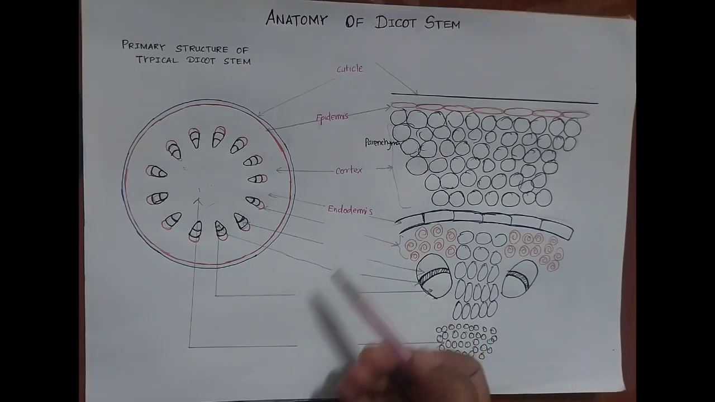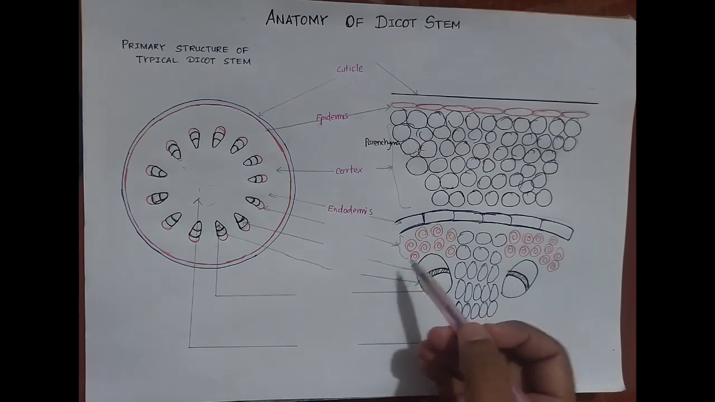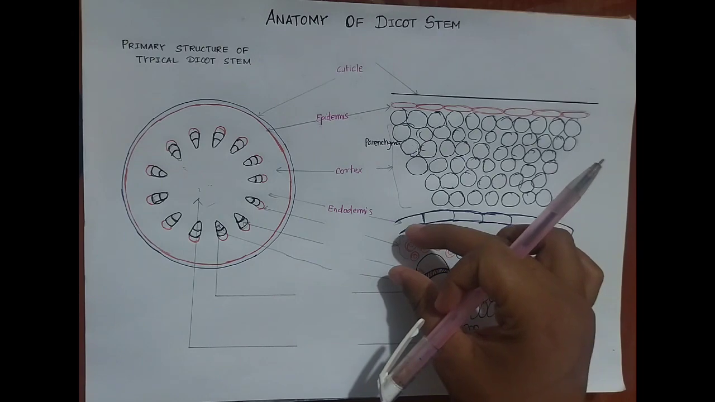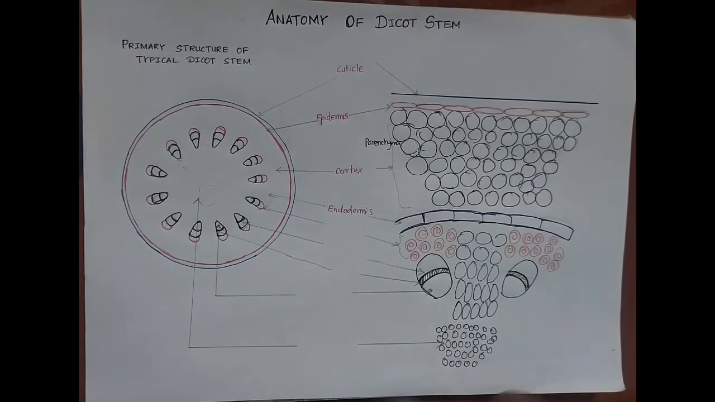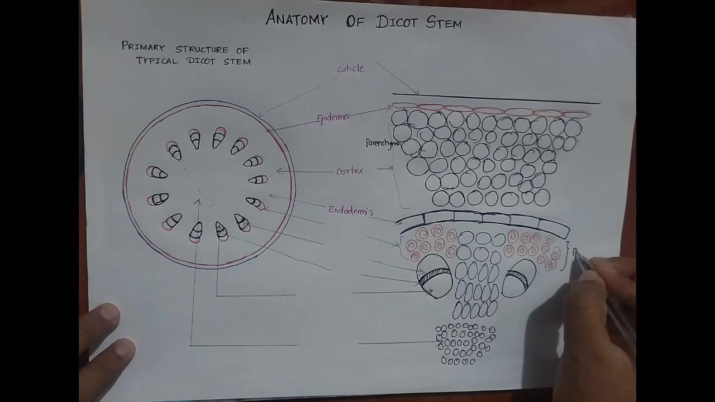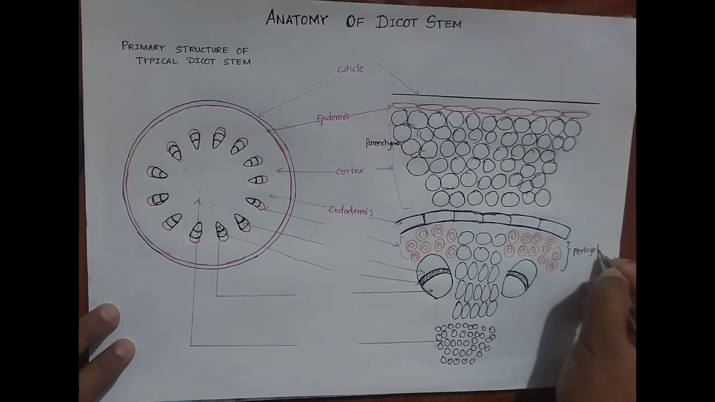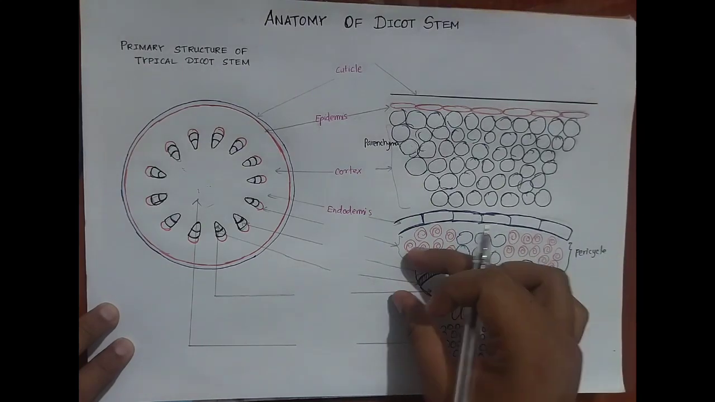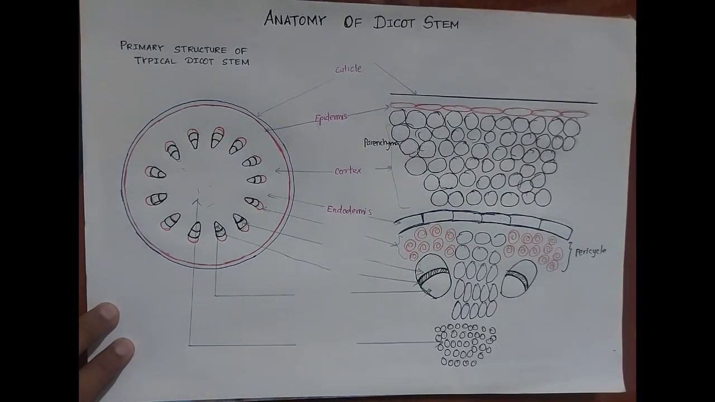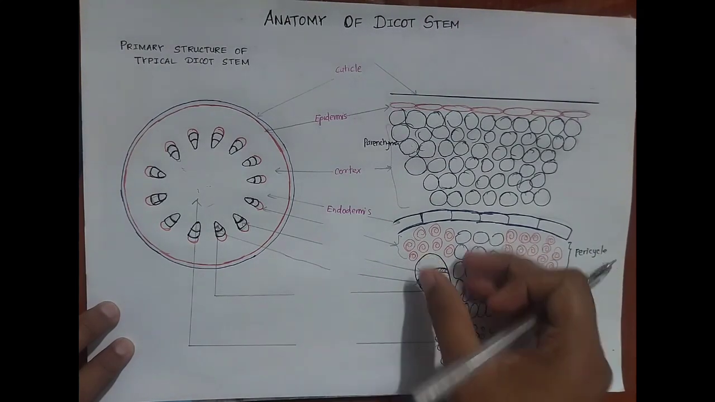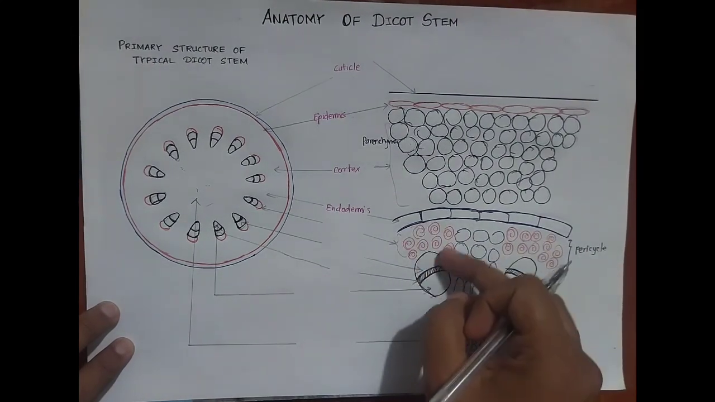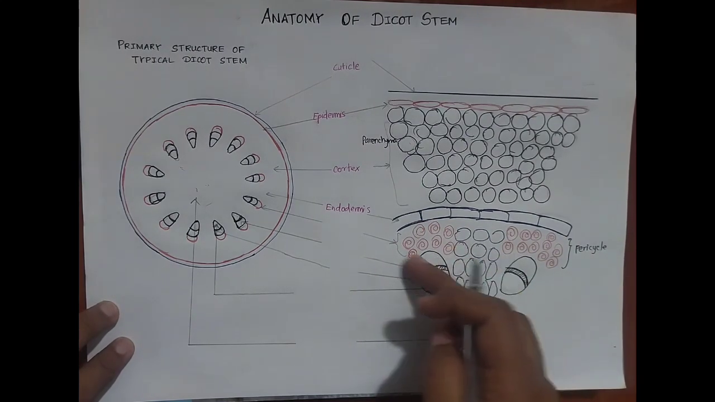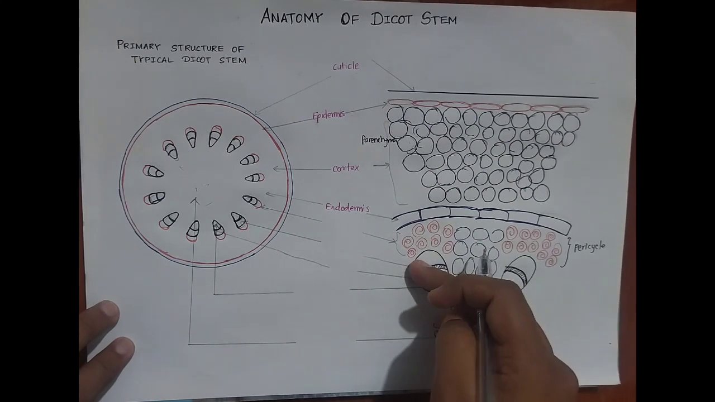Now when we go to the next layer, we call this full layer the pericycle. After the pericycle we have the vascular bundles. In the pericycle, just above the vascular bundle, we have some cells, a tissue we call sclerenchyma.